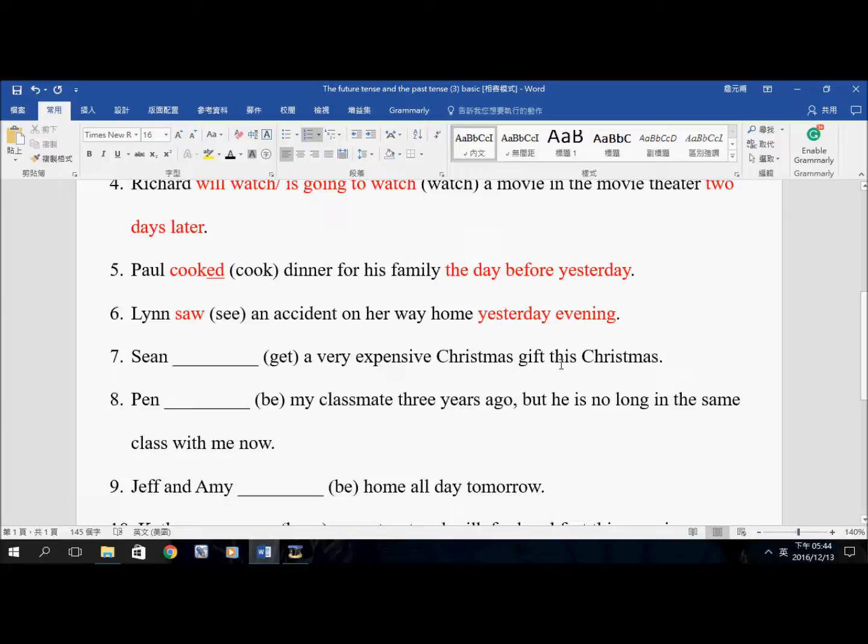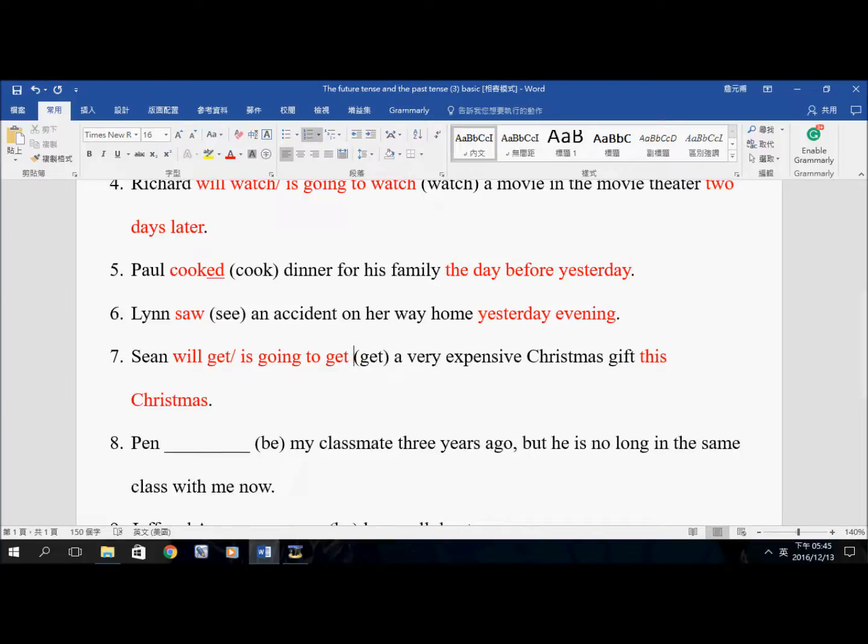Number 7. Again, let's look for the time marker. The time marker is right over here, this Christmas. Now this is a kind of tricky one because you have to look at the date of today. But usually, when we say this Christmas, we're talking about the future. So I'm going to use the future tense. Now, the future tense, we say there are two different forms. So you say Sean will get, that's the first one. Or you can say Sean is going to get.